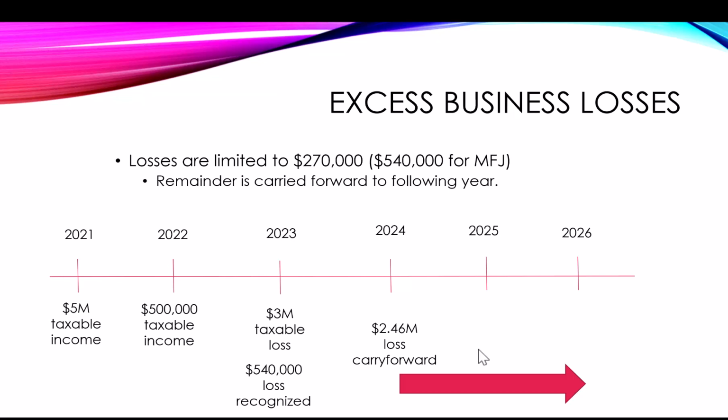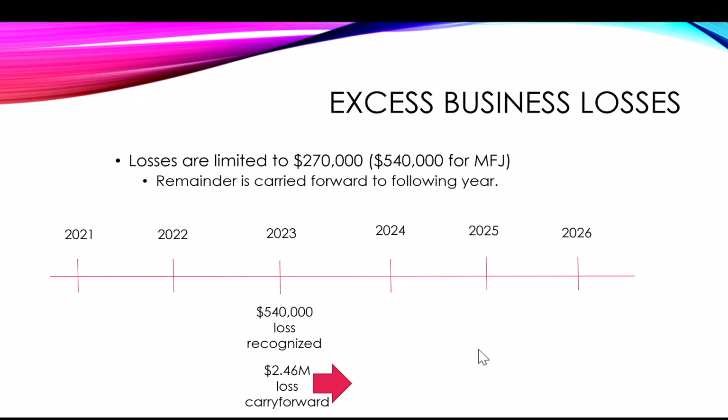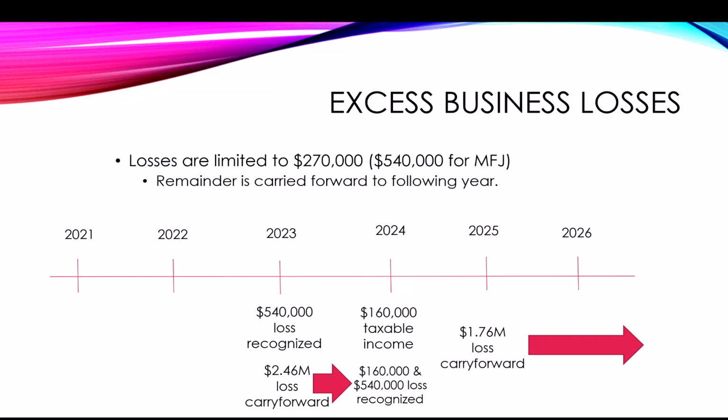So let's carry this example forward to see how this works. They recognize $540,000 worth of the $3 million loss in 2023. They carried forward $2.46 million worth of that loss to 2024. If they generate $160,000 worth of taxable income in 2024, then they will use that loss to offset that $160,000 worth of taxable income, and they can recognize another $540,000 worth of loss in 2024. This means that after 2024, the taxpayers will have another $1.76 million worth of loss that they need to carry forward to a future period.